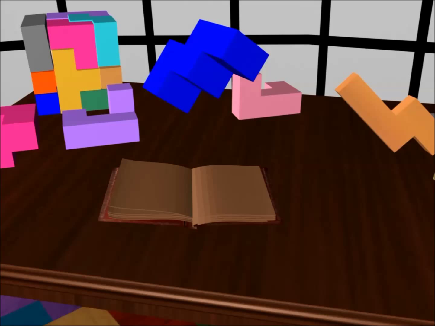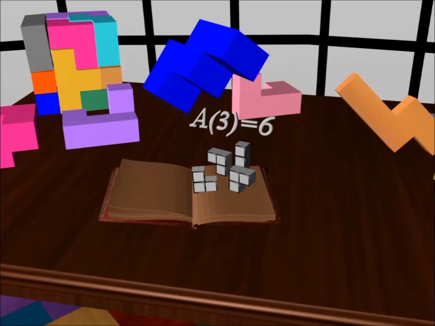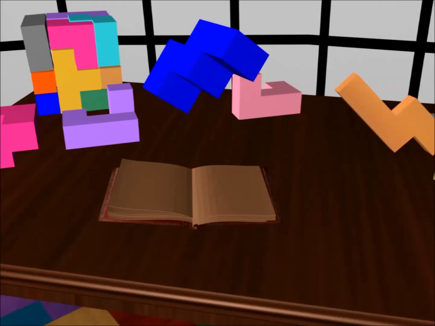The number of fixed polyominoes of size n is denoted by A(n). For example, A(2) equals 2. A(3) equals 6. And A(4) equals 19.